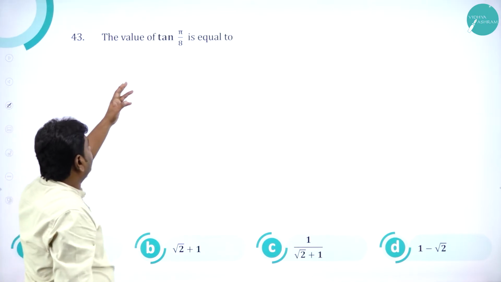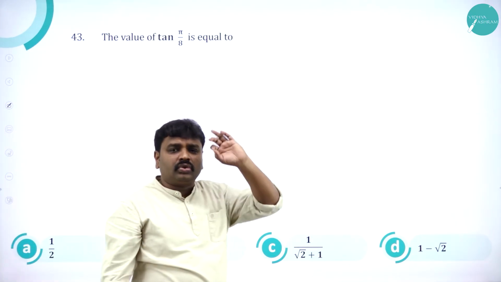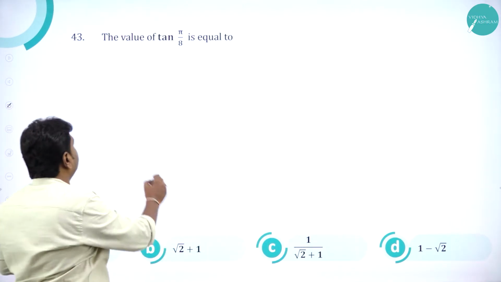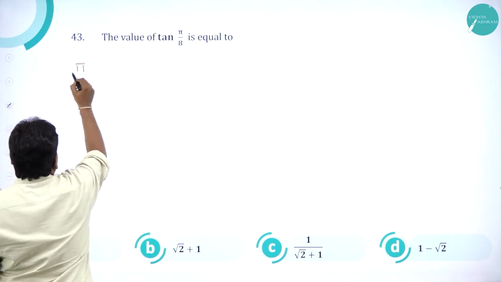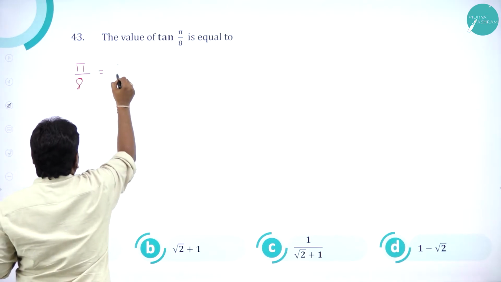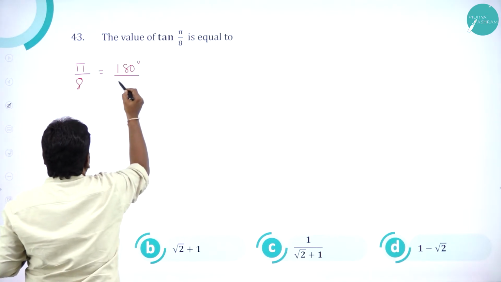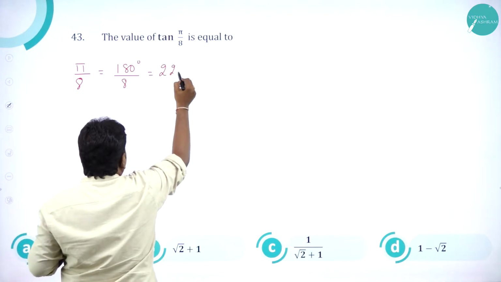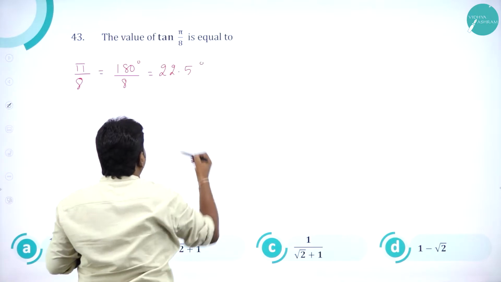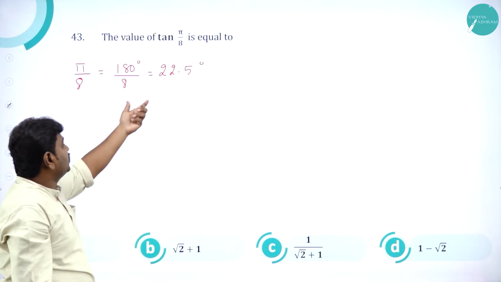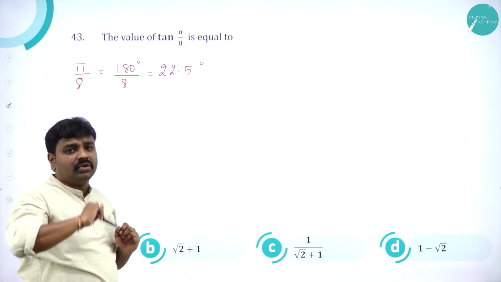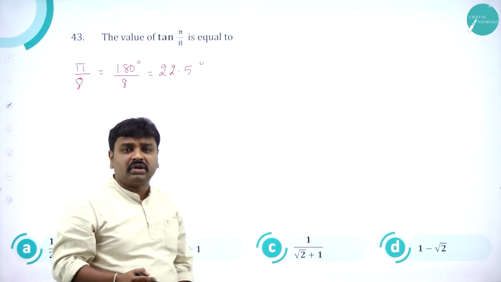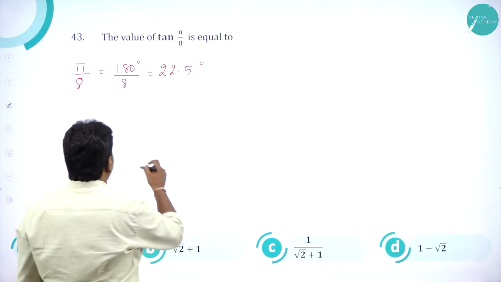Next, the value of tan pi by 8 equal to. This is one old question. Interesting question, I can say. So pi by 8 will simplify. Now the pi by 8, if I do 180 divided by 8. So 8 2s are 16. Again, 8 2s are 0.5, 22.5 degree or 22 degree 30 minutes. So this is not standard angle. But you know, multiple of this, 22.5 into 2 gives you what? 45 degree.